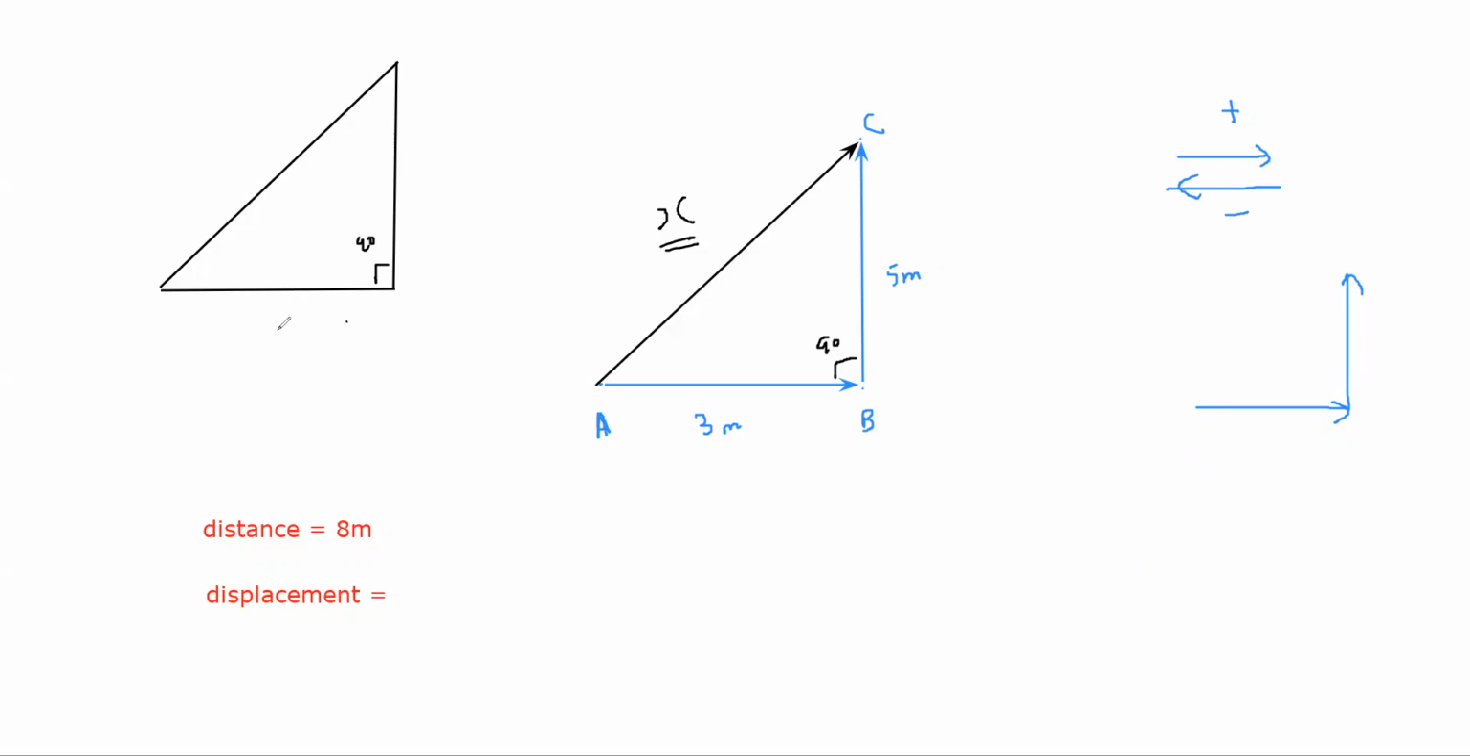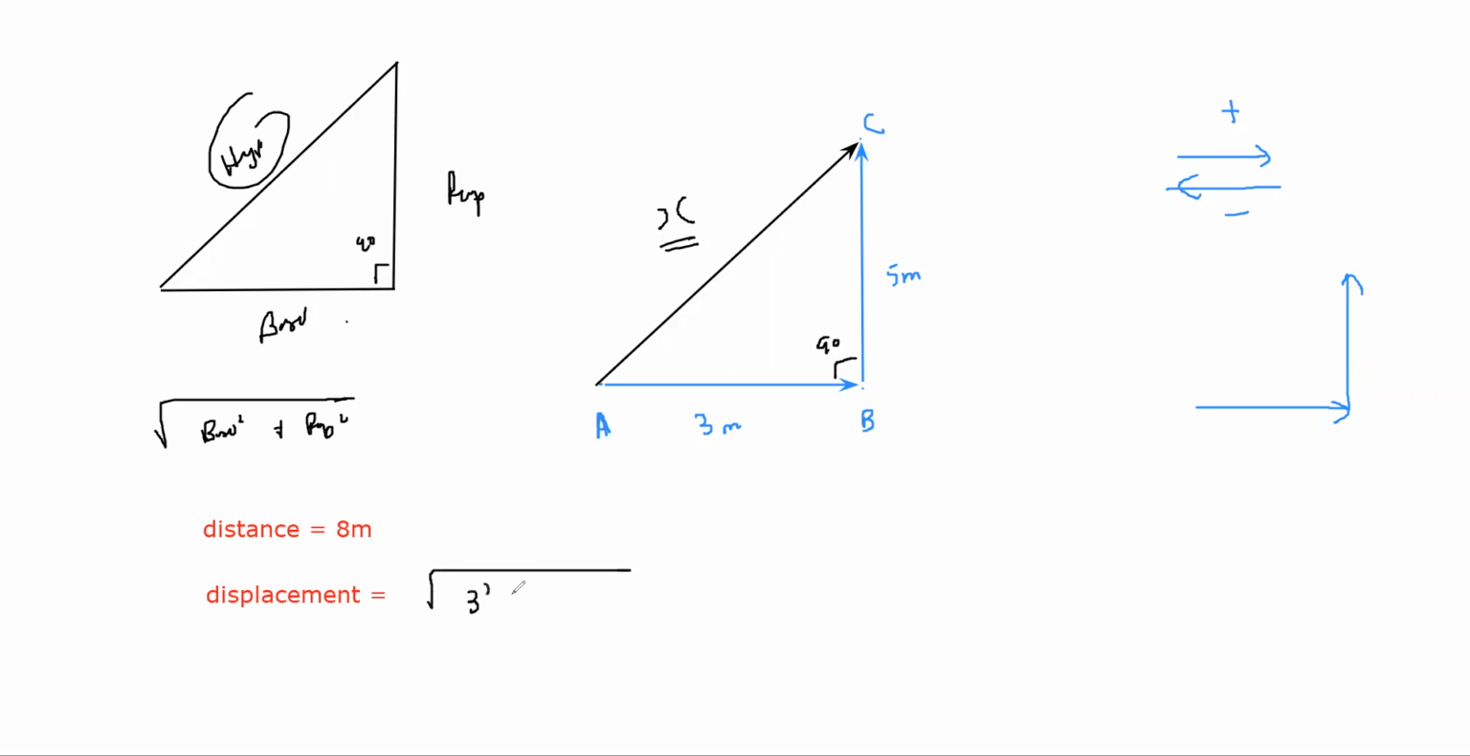Yeah. So using the Pythagoras theorem, this one is the hypotenuse, base, perpendicular. If I need the hypotenuse, it equals the square root of base squared plus perpendicular squared. So what is the base? It's 3, plus perpendicular, which is 5. So 3 squared is 9 and 5 squared is 25. So 3 squared plus 5 squared will be 34. Square root of 34.